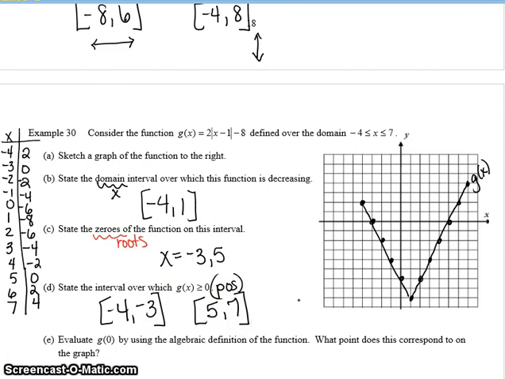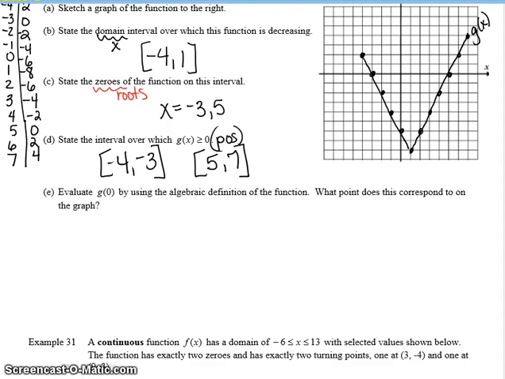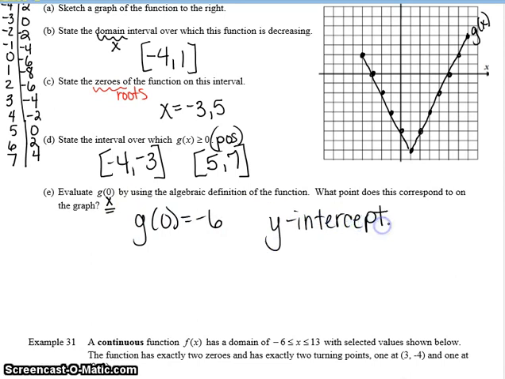above the x-axis. All right, evaluate g of 0 by using the algebraic definition of the function. What does this correspond to on the graph? All right, well, at 0, so when x is 0, remember, this means when x is 0 right there. Well, it's down here at -6. So we say g of 0 is -6. Okay, this is known as your y-intercept. So when x is 0, it's your y-intercept.